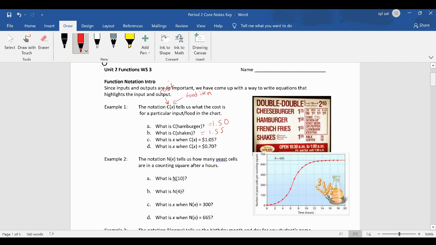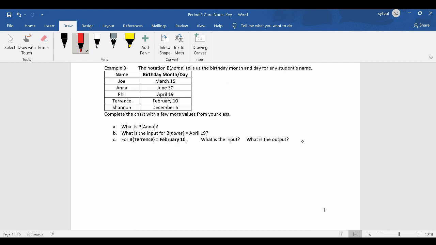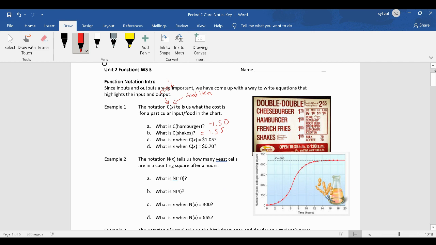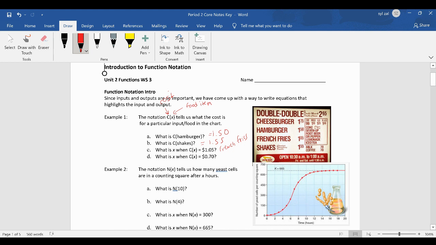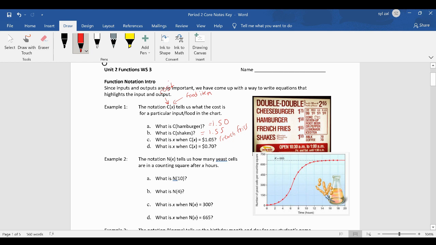So now they're saying, what is the item for a cost of $1.05? Well, we take a look at which item here was $1.05, and we have French fries. So if you were to purchase French fries, you would pay that $1.05. The next problem says, what is the item when you pay 70 cents? When you pay 70 cents, you are either purchasing milk or coffee. So this is your y, your output, and I'm asking you to find your input. Please pause the video and try example 2 on your own.